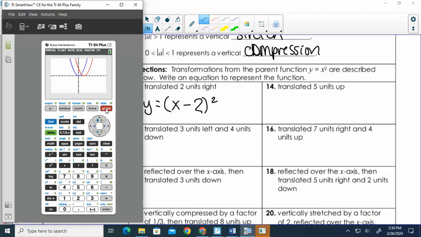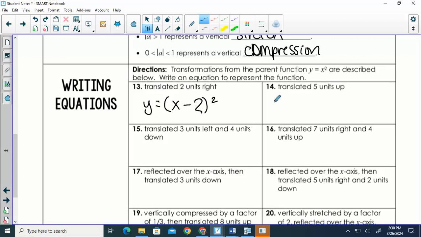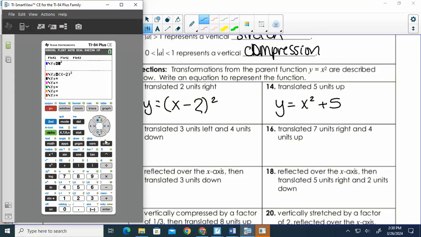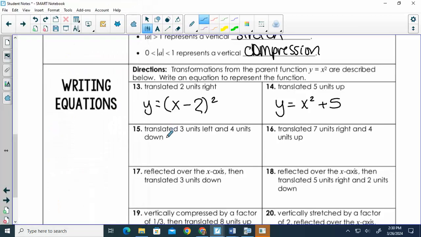Okay, let's look at the next one. If I want to move up, where do we put it? Outside. So the x squared doesn't change. If we want to go up, we would add 5. If I wanted to check myself, I could go to my y equals, leave the first one the same, make the second one x squared plus 5. I can see, okay, there's where I started, there's where I ended. It went up 5. So you can look at your graphs to double check.